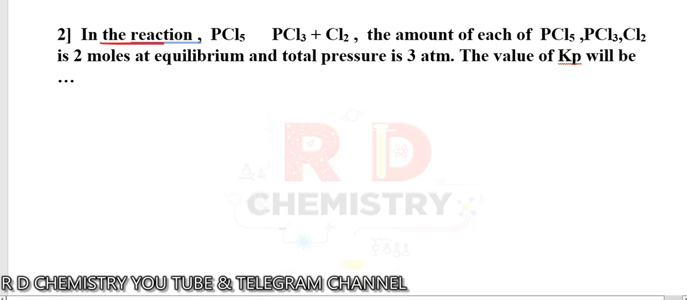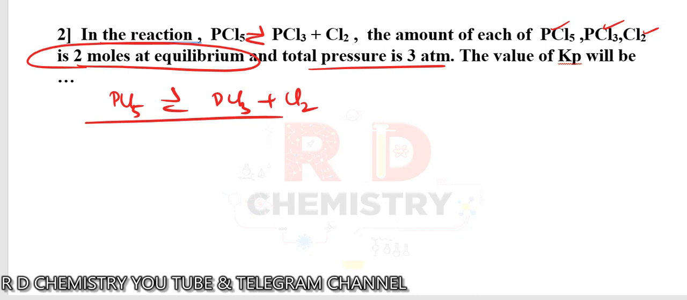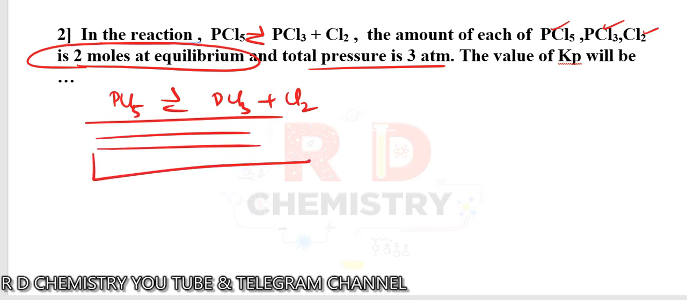Next question. In the reaction PCl5 is in equilibrium with PCl3 and chlorine, all gases, the amount of each of PCl5, PCl3 and Cl2 is 2 moles at equilibrium, directly given, last column, last row. Total pressure is given as 3 atmosphere. The value of Kp will be equal to? So anyway, let me write down the equation. PCl5 decomposes to give PCl3 plus Cl2. Like, 3 rows I should write down, right? They are given at equilibrium as 2, 2 and 2.